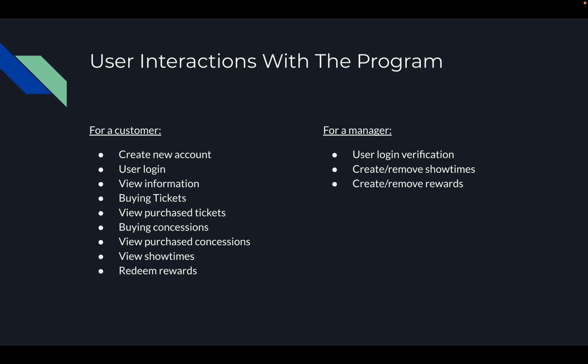For user interactions with the program, these are just a list of things that a customer can do in the program. If they are a new customer, they can create a new account. But if they are a returning customer, they can just log in with their email. They can review their information as well as buy tickets and view purchased tickets. They can also buy concessions and view purchased concessions. And they can view showtimes and redeem rewards.